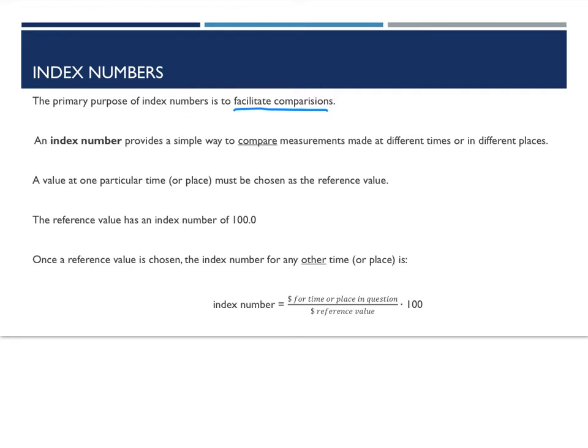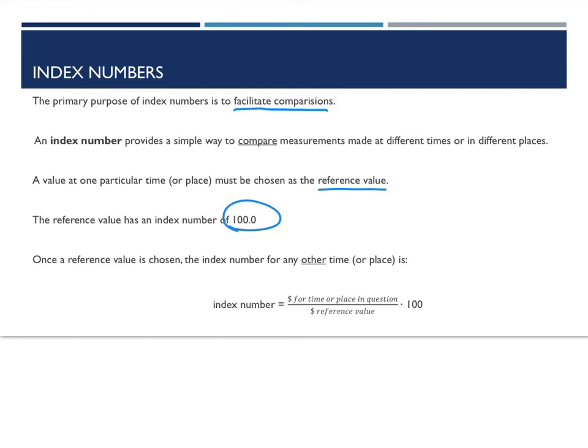A value at one particular time or place must be chosen as the reference. That's the value we're going to compare everything else to. Now when it comes to index numbers, the reference value has an index number of 100. And I wrote that as 100.0 because we're going to round our index numbers to tenths. Now once you have a reference value, we've got a formula to find the index numbers for all the other areas or times that we're interested in.